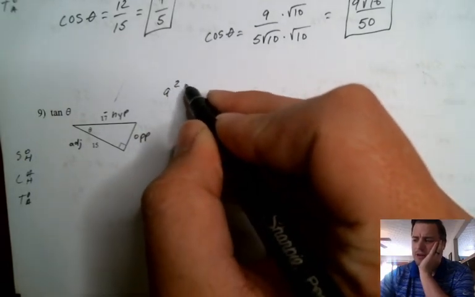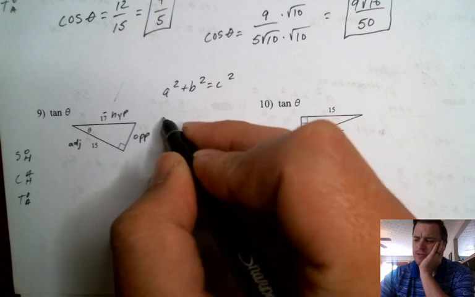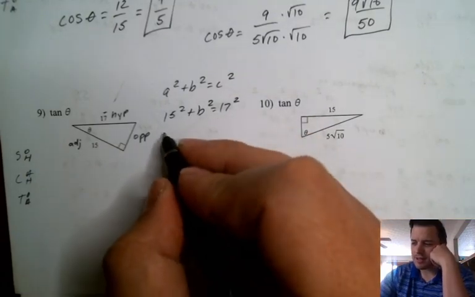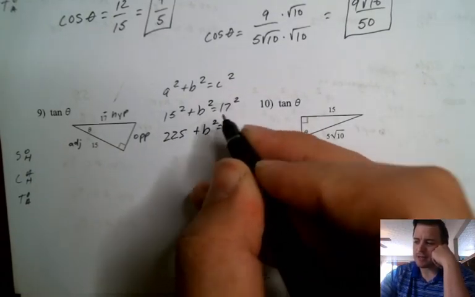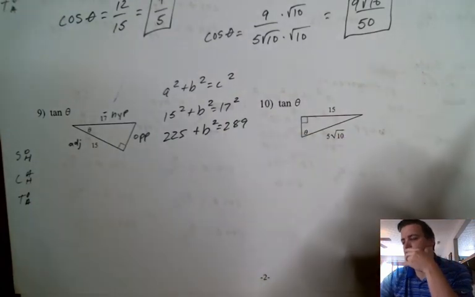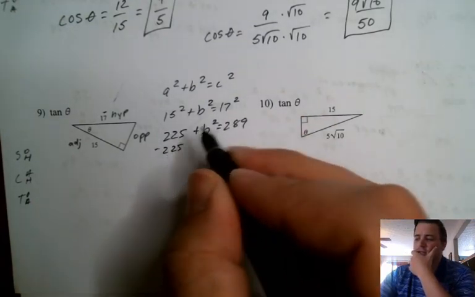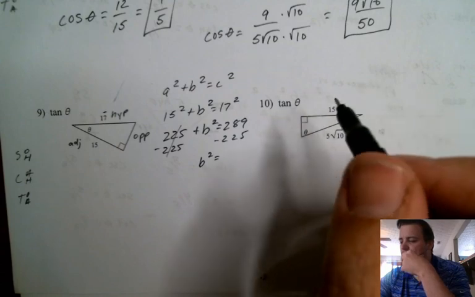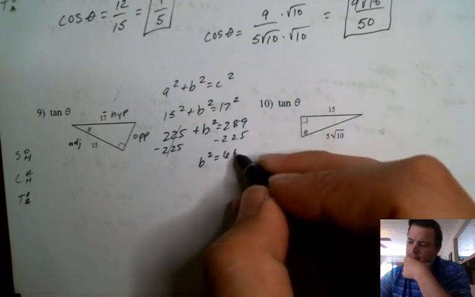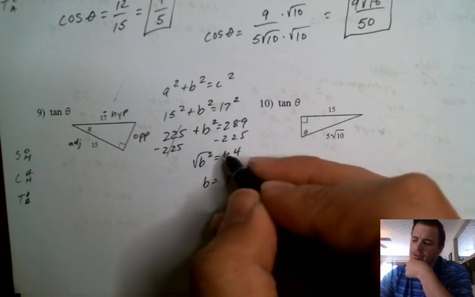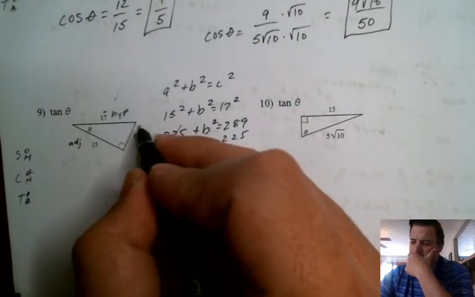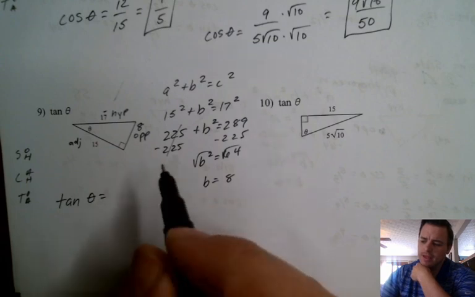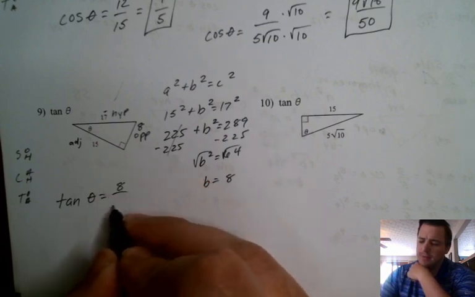So that's a squared plus b squared equals c squared. That's 15 squared plus b squared equals 17 squared. Good thing we know those squares. 225 plus b squared equals 289. I subtract 225 from that. I get b squared is equal to, what is that, 64? B is then equal to 8 when I take the square root of both sides. So that's 8. So tangent theta is equal to 8 over 15.